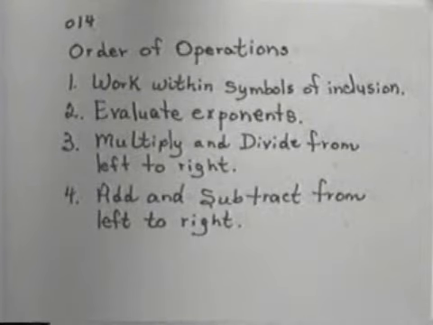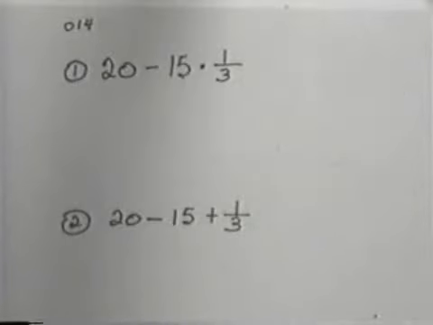So let's try some problems. I want us to try 2 different problems that have the same numbers in them, but are worked differently because they have different operations. Notice the first problem is 20 minus 15 times a third, and the second problem is 20 minus 15 plus a third. So I would like you to see how we're going to approach these differently.